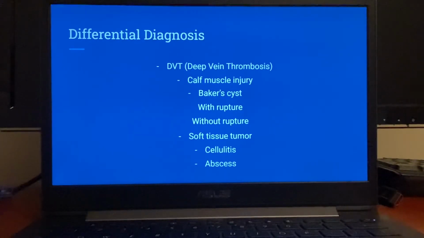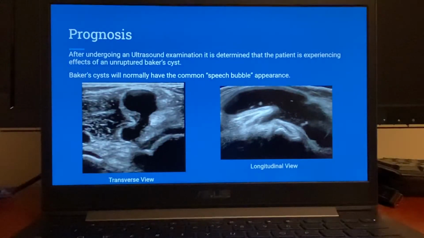So his doctor was concerned about the following different diagnoses and pathologies. It could either be deep vein thrombosis, a calf muscle injury, or a Baker cyst with or without a rupture. There might have been some soft tissue tumor, some cellulitis, or an abscess, all things that the doctor was maybe concerned of. So the patient ended up undergoing an ultrasound examination, and it was determined that the patient was experiencing the effects of an unruptured Baker cyst.